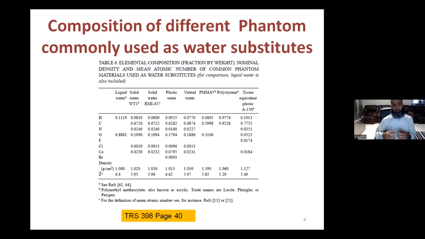And if you want to do precise reference dosimetry, you should be careful. You have to do the comparison between the water and the solid water. You get the output in water, and at the same time you get the output in solid water, and then compare and see what difference you get.